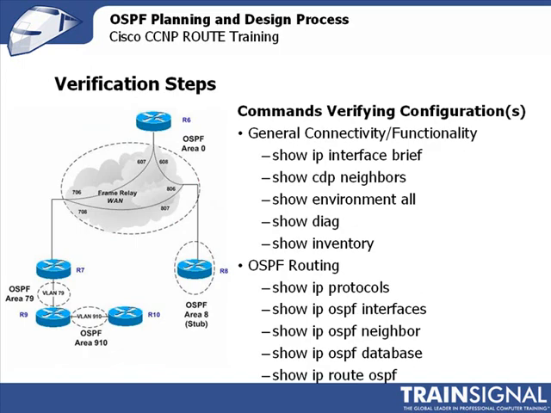Another thing you want to be able to do is actually be able to verify what it is you've done. And there are certain verification commands that you can use to help. For instance, show ip interface brief, show cdp neighbors, show environment all, show diag, which actually shows the physical implementation of that device, show inventory. These are all general connectivity and functionality. For OSPF routing specifically, show ip protocols, show ip ospf interfaces, show ip ospf neighbors, show ip ospf database, which shows you the contents of the link state database, show ip route ospf.